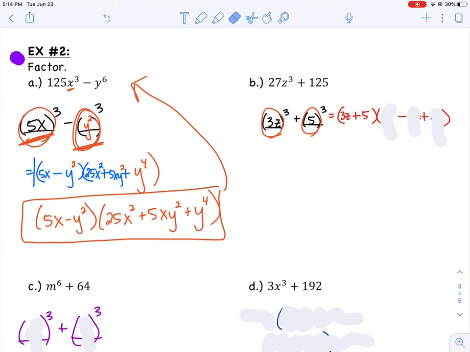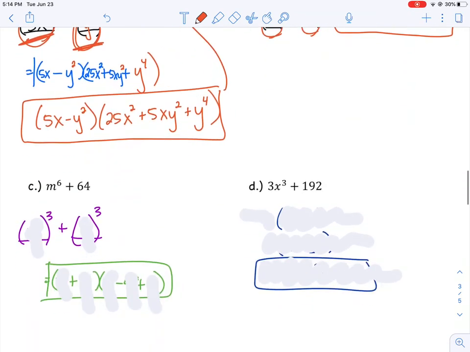I have my first term times itself, so 3z times 3z is 9z squared. I have the two terms multiplied together, so what's 3z times 5? 15z. And then what's 5 times 5, or 5 squared? We're going to say 25. This should be the factored version of my original, using my sum of cubes.